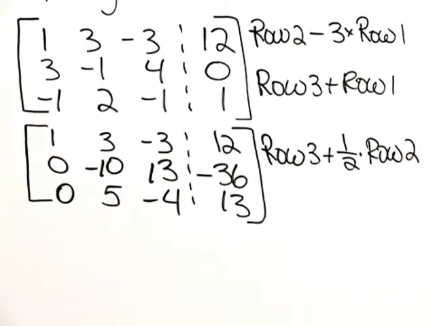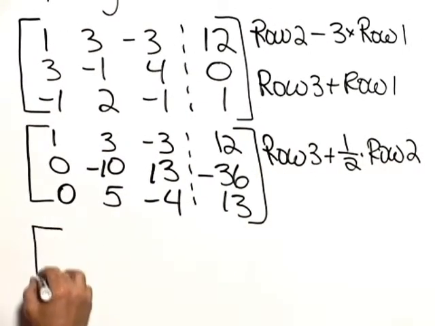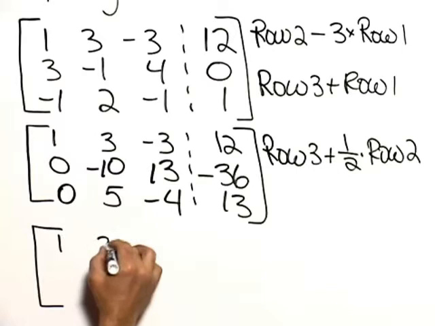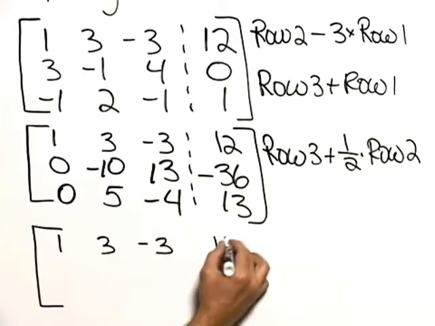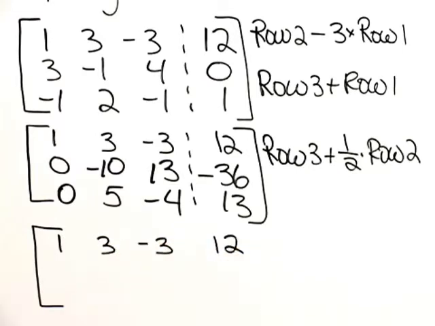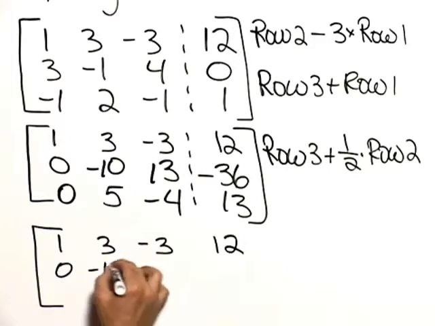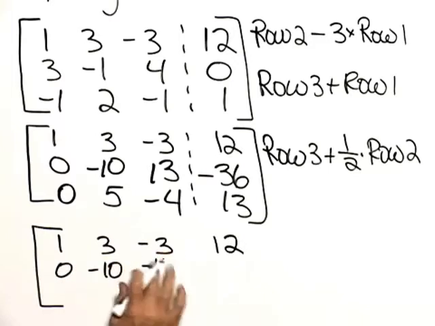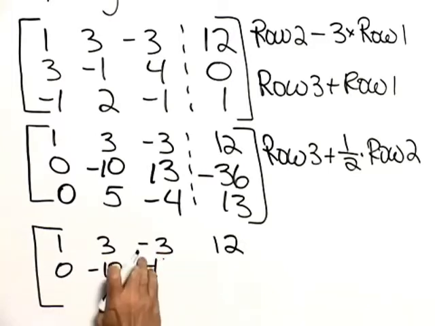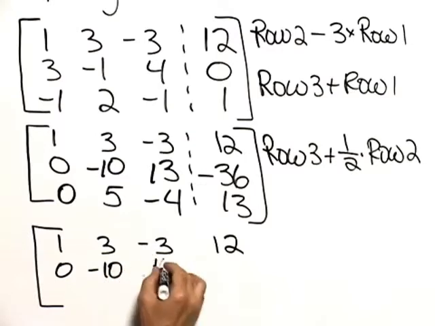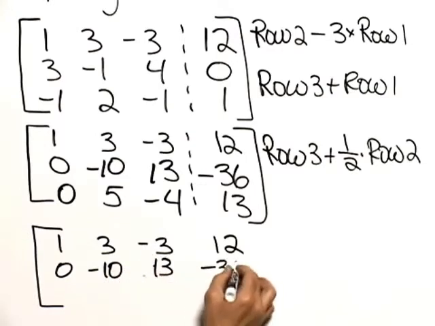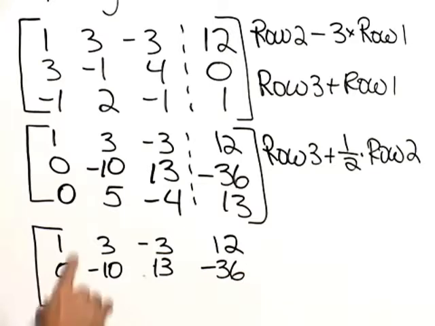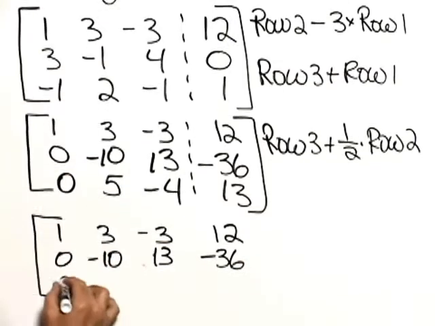That means row 1 remains unchanged, so it's 1, 3, negative 3, 12. Row 2 also remains unchanged: 0, negative 10, 13, and negative 36.